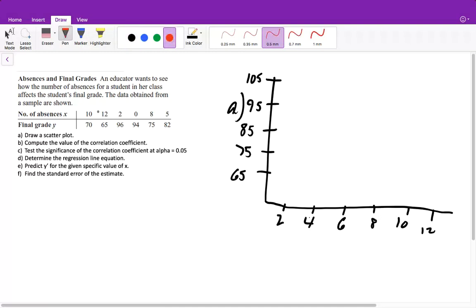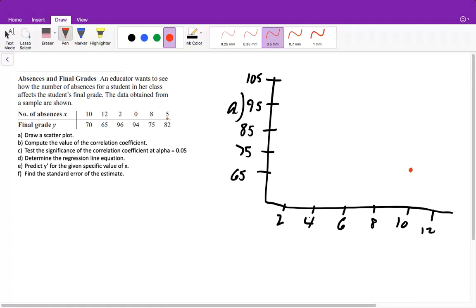All right, so when our X is at 10, our Y value was at 70. So this tells us the number of absences a student has and their final grade. So this student had 10 absences and they got a 70 as their final grade. 12 absences and 65. 2 absences, 96. 0, 94, 8, 75, and 5 and 82.